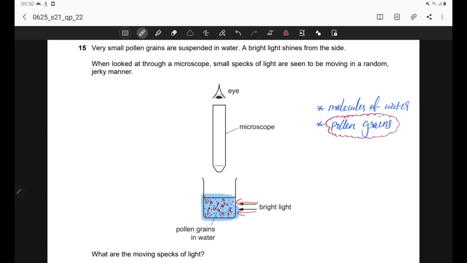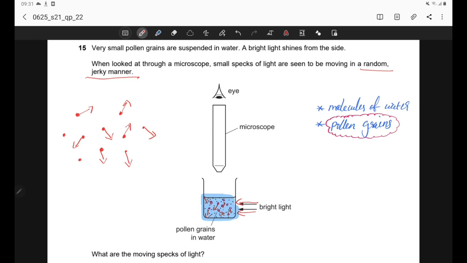We can see the pollen grains moving in a random, jerky manner. Now the question is why the pollen grains are moving. So when I am drawing the pollen grains here, suppose these are some pollen grains, and when we look at the water through a microscope, we can see these pollen grains are moving in random directions. But what is the reason behind it? What causes these pollen grains to move randomly?